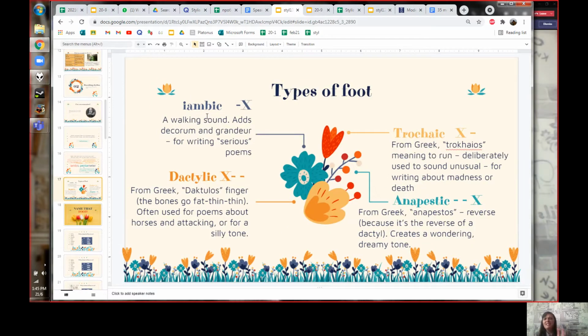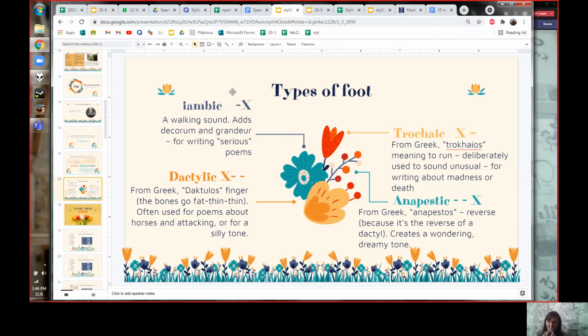Iambic is the traditional foot of English poetry. If you read Shakespeare, most of the time he's writing in an iambic form. It's da-da, da-da, da-da, da-da, da-da. It's a walking sound. It sounds very grand, very serious. If you're writing a serious, traditional, formal style of poem, you will choose iambic foot.